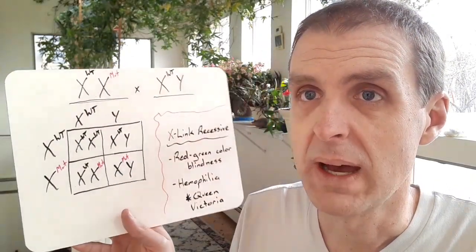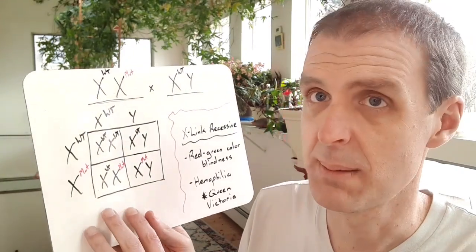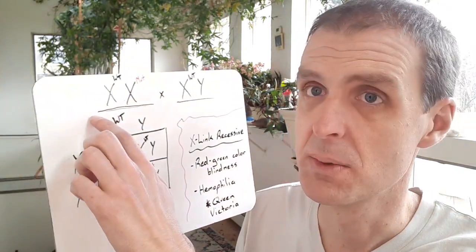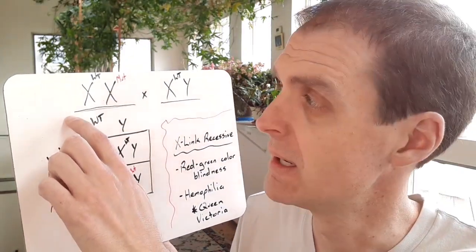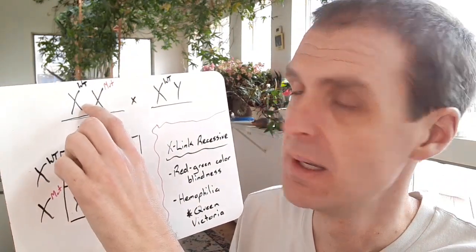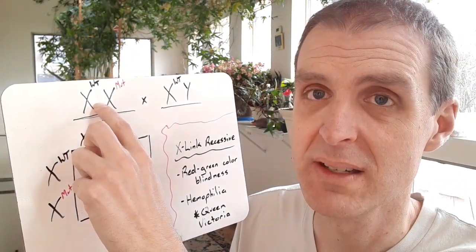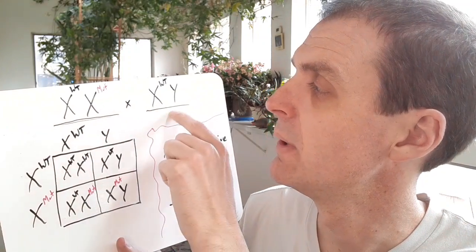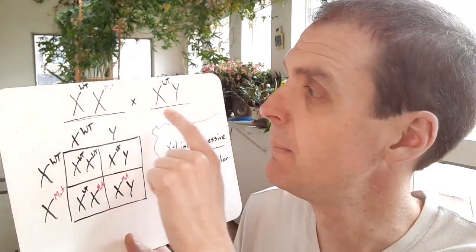So I'd like to switch over now to an example of an X-linked trait. Here I've got a cross between someone with two X's, so this would be a female, with a male, an X and a Y.